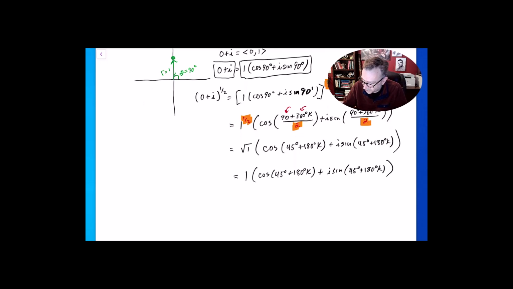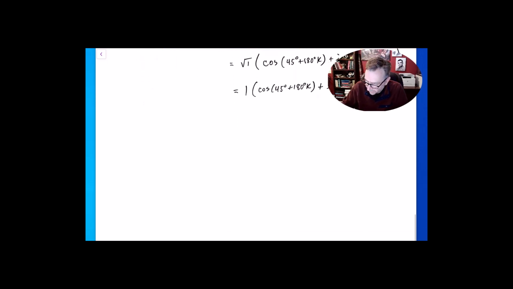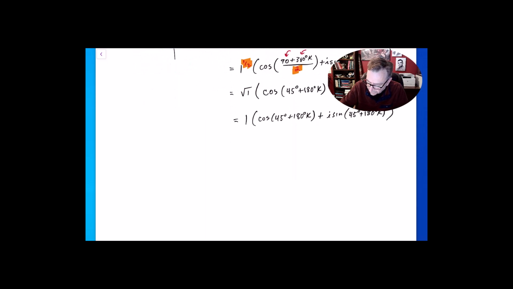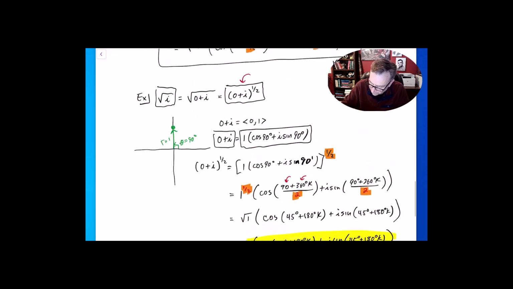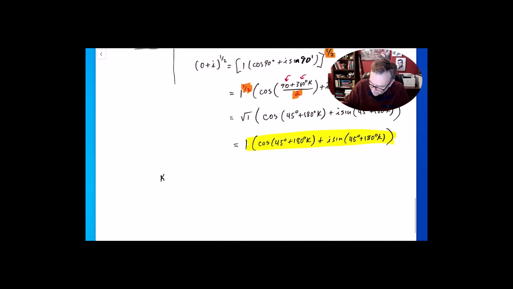So it kind of looks like we're done, but we're not. Okay, remember, we got to get 2 answers. We can't have k in the answer. All right, so I'm looking at this right here. This is kind of like our answer, but I can't have k. So we're going to start here with k equals 0. All right, and then I'm just going to plug it in. So I get 1 times cosine of 45 degrees plus 180 degrees times 0.